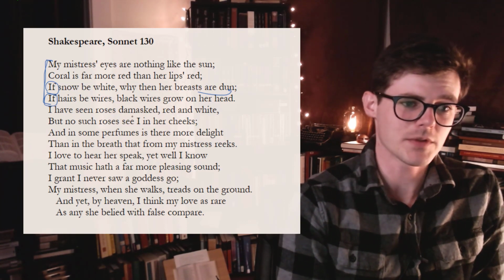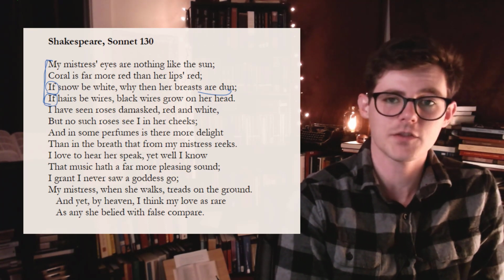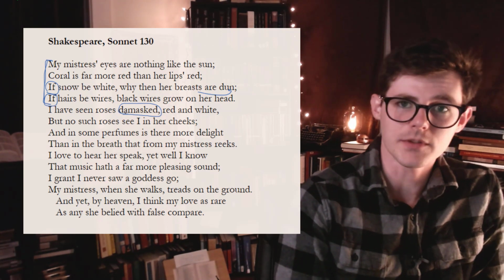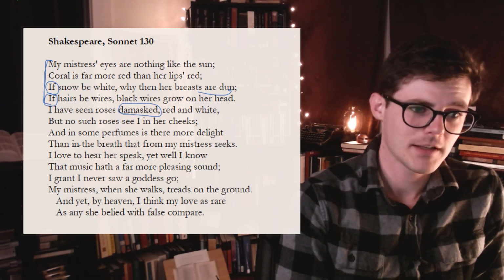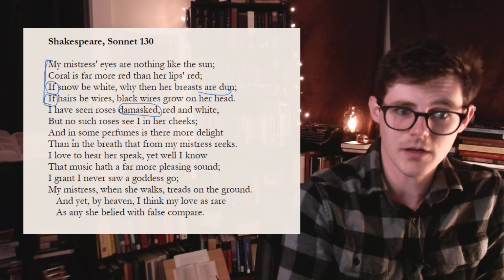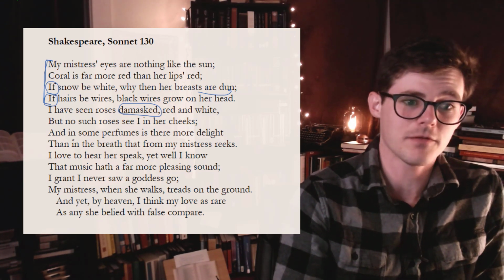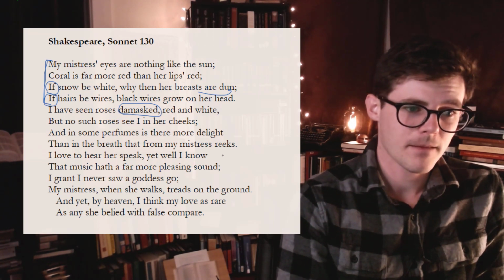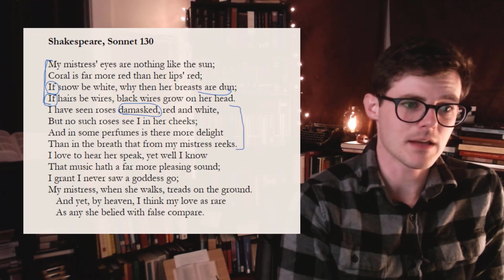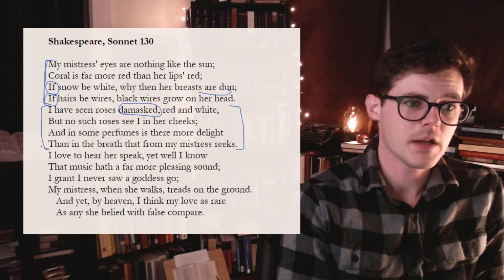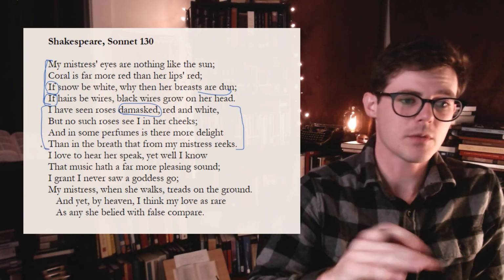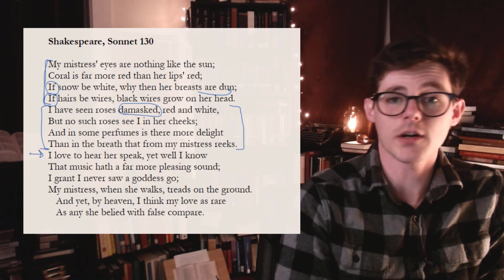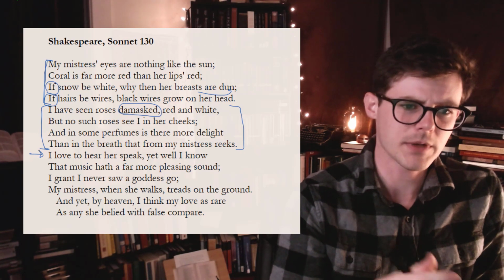I have seen roses, damasked red and white, that's speckled or multicolored, but no such roses see I in her cheeks. And in some perfumes is there more delight than in the breath that from my mistress reeks. This is the second quatrain. Moving on. So the point is being made. And right here's where we might expect a volta or a conclusion or a turn, really the volta.